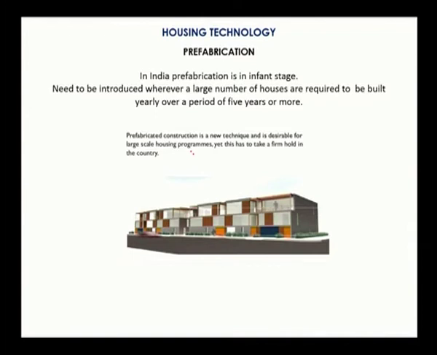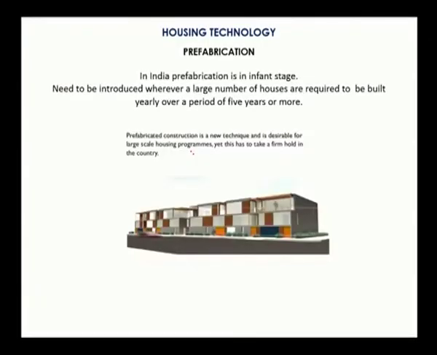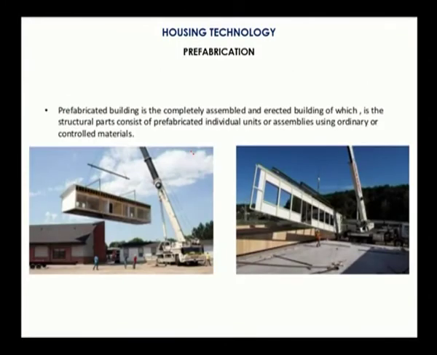Looking at India on one perspective where the housing demand is very high, and for a speedier construction and the target population where building 1 million houses is a challenge, prefabrication could be a solution for it, provided the technology support is provided by the government. It needs to be introduced wherever a large number of houses are required to be built yearly or over a period of 5 to 10 years.